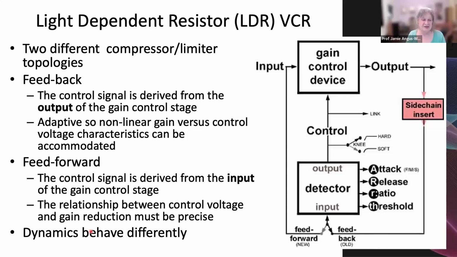Essentially, the device adapts to that. For feed forward, the control signal is derived from the input of the gain control stage, and therefore the relationship between control voltage and gain reduction must be very precise. It can be a problem with something like a light dependent resistor, so they tend to be used in a feedback configuration. Of course, a feedback configuration always has a certain level of delay in responding to a sudden change in signal, which a feed forward device can overcome.